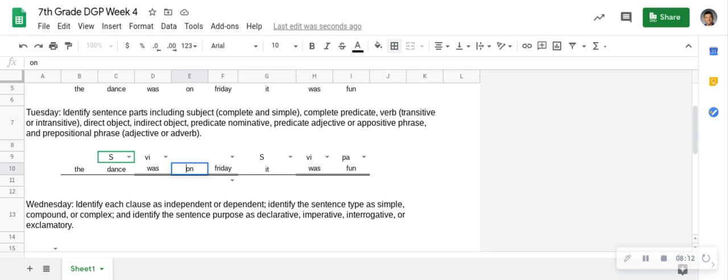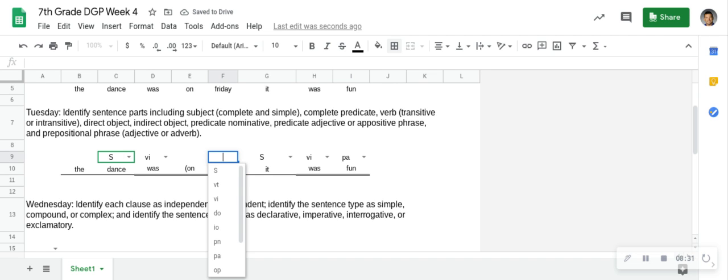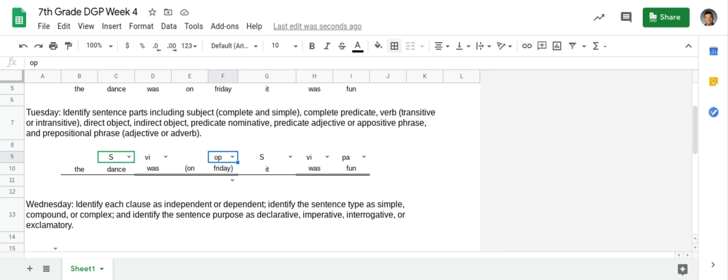There is no drop down, because remember that we have to put the parentheses in for ourselves. So our prepositional phrase goes from on until Friday, right? So if on is our preposition, what does that make Friday in our drop down menu? Does anybody remember? What did you say, Chase? Did you say OP? Yep, it's OP. So what does OP stand for? Object of the preposition. Yes. Sorry, Baylor. Chase had just said it just before you, but yes, it's the object of the preposition.